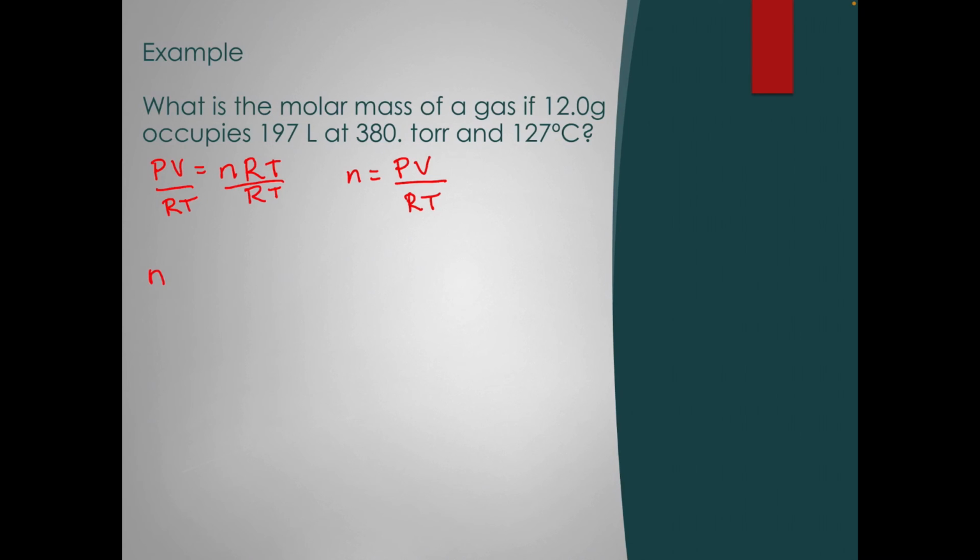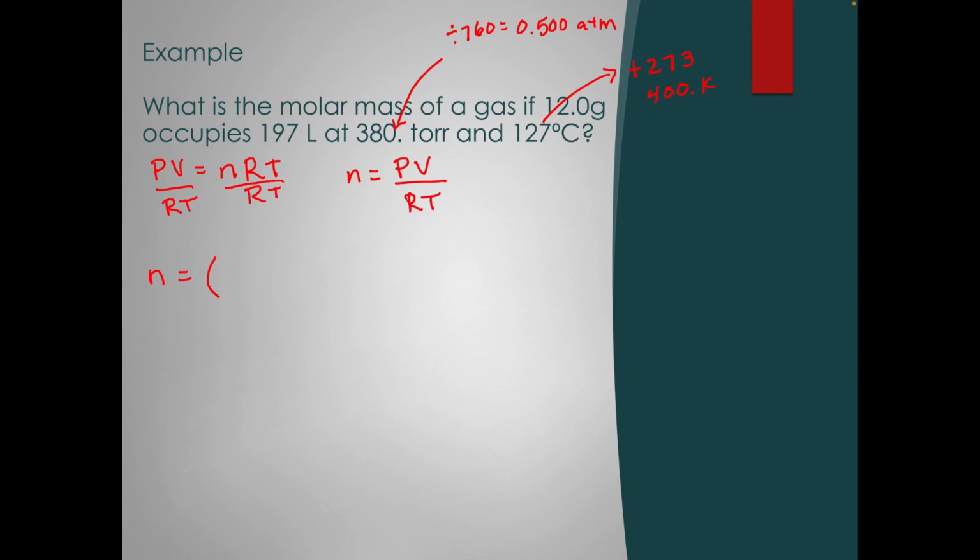Our pressure needs to be in atmospheres, and right now it's in torr. So we're going to divide by 760, and that will give us 0.500 atm. Our volume we have in liters, which is great, and our temperature right now we have in Celsius. We need to add 273 to get it to Kelvin, so that will give us 400. Kelvin. So now we can plug it in.